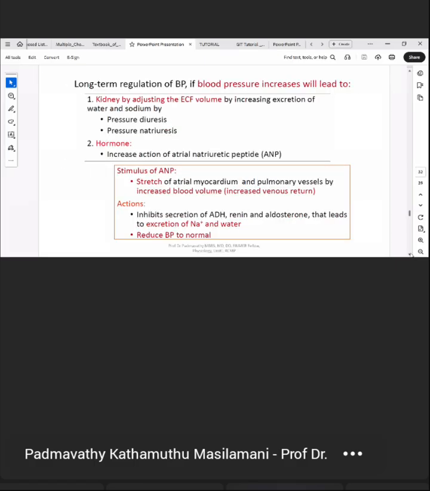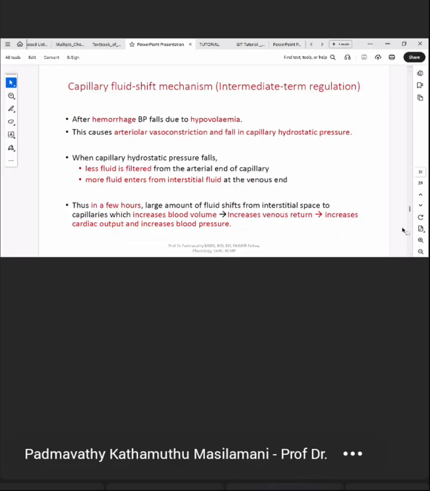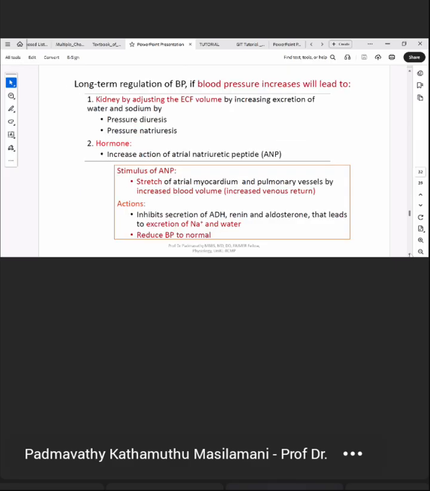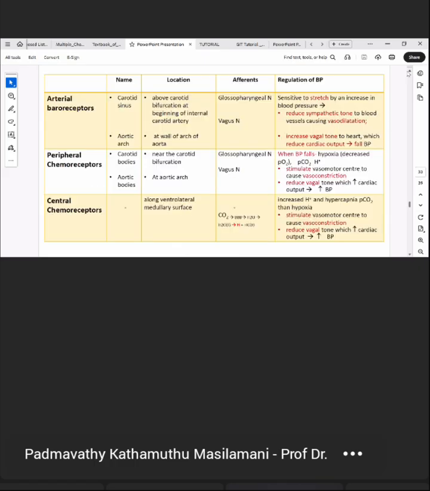Capillary fluid shift, you may get it as OSP. OSP may be the filtration pressure and reabsorption pressure. Maybe I can show you the picture later. So, what are the long-term mechanism and short-term mechanism? The short-term mechanism is the baroreceptor and chemoreceptor.